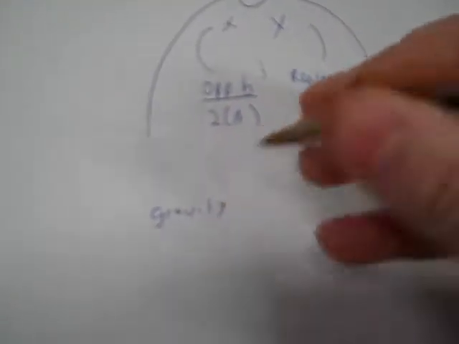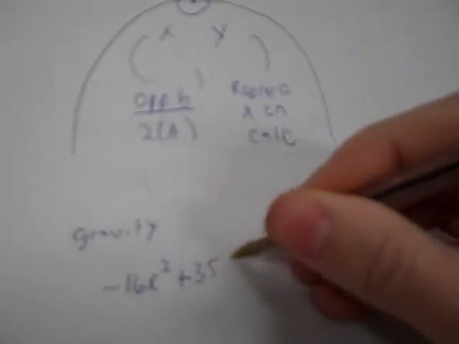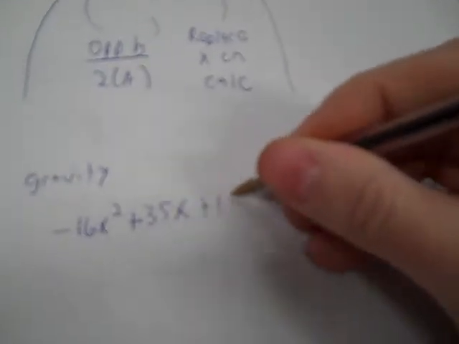Okay, so negative 16x to the second plus my feet per second, so 35 with x. Now before equals, you have to add anything else you have to start with. You had 15, so plus 15 equals y.